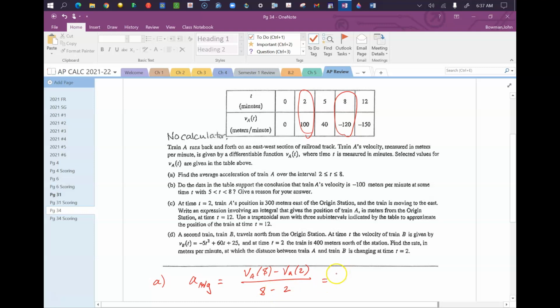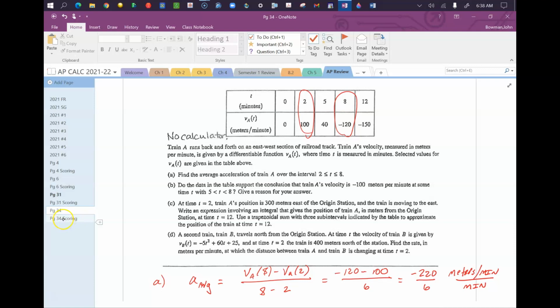So we have negative 120 minus 100 over 6. So we have negative 220 over 6. And velocity is in meters per minute, time is in minutes, so this is meters per minute, or if you prefer, meters per minute squared.